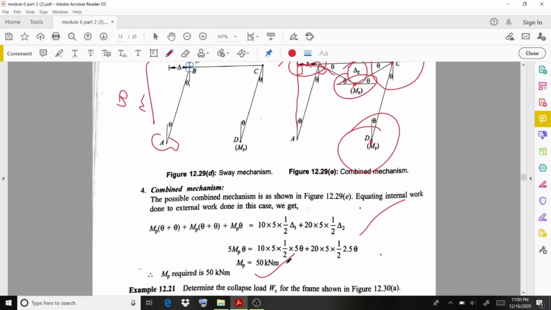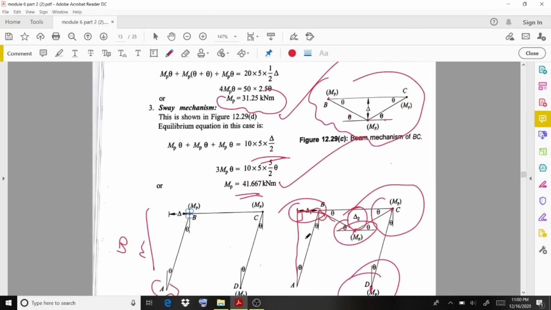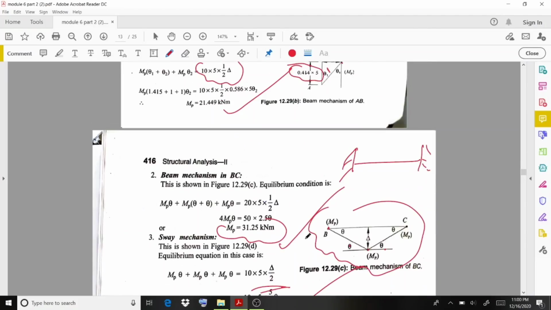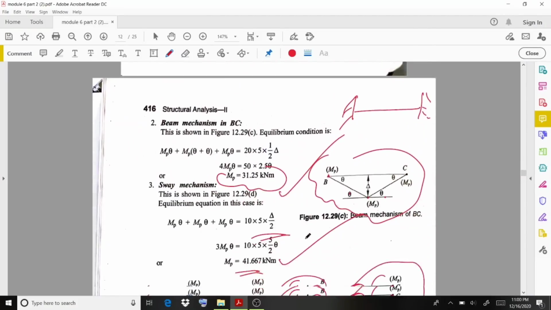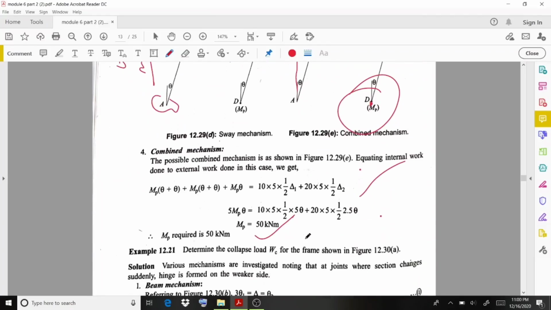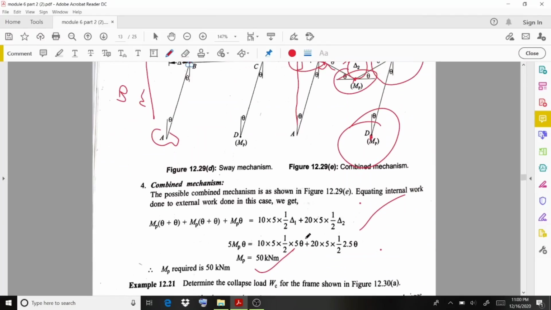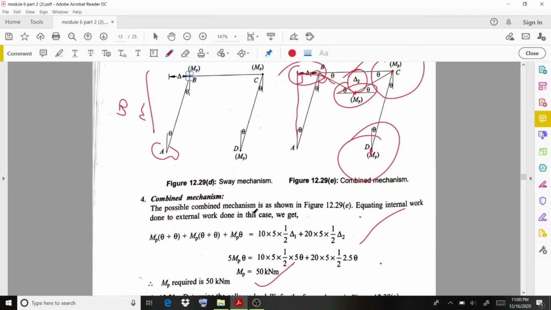If you compare those values of MP for the beam mechanism, the sway mechanism and the combined mechanism, the maximum value of plastic moment happens in the last one, that is 50 kilonewton meter. So the final plastic moment value is going to be 50 kilonewton meter.